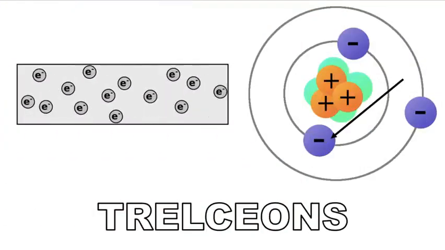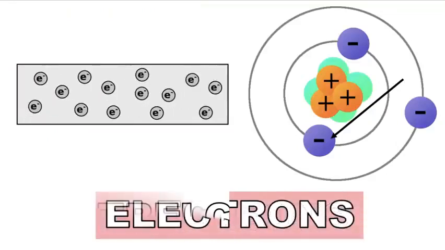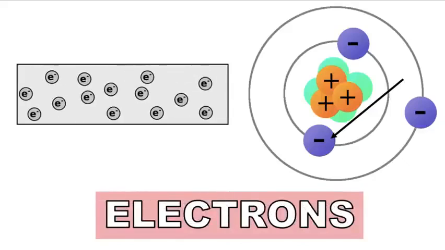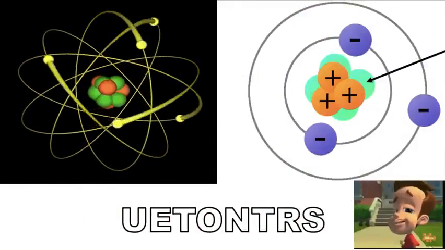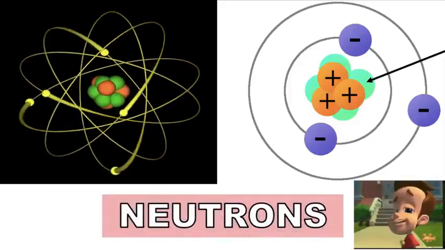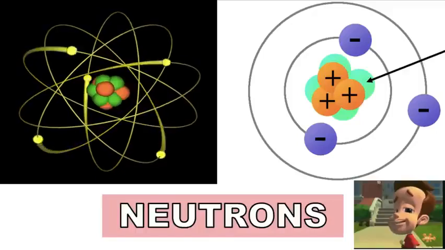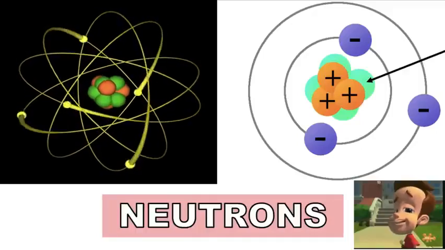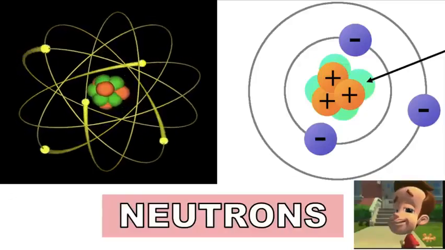How about the fourth one? This word is electrons. That is right. These are the negatively charged particles. Let us have the last one. This is neutrons. That is correct. These are the uncharged particles, neither positive nor negative. They were discovered by James Chadwick in 1932.